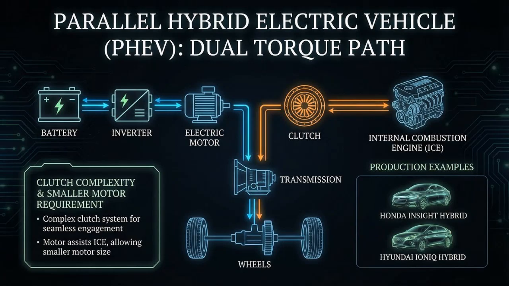A parallel hybrid allows both the engine and the electric motor to deliver torque to the wheels together or independently. Here, the engine is connected to the wheels through a transmission, and the electric motor is also mechanically linked to the wheels. Both can work together, which means the engine helps during cruising, and the motor helps during acceleration. This improves efficiency but requires complex clutches and transmissions. Example vehicles are Honda Insight Hybrid and Hyundai Ioniq Hybrid.